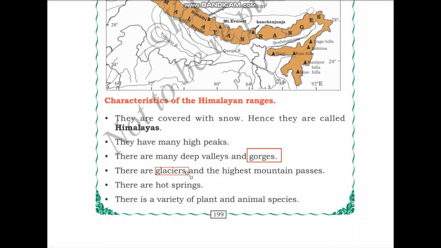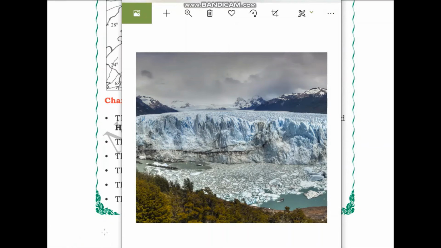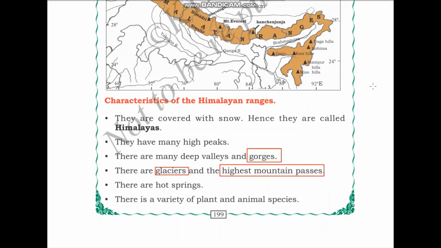Then there are glaciers and the highest mountain passes. So what do glaciers mean? I'll just show you another picture. Glaciers are huge bodies of water frozen and moving slowly over land. As you can see here, a glacier is nothing but a big body of ice that is moving slowly. Then, what do you mean by mountain passes? Mountain passes are roads that are constructed on top of mountains. So the Himalayas have a number of glaciers and mountain passes.